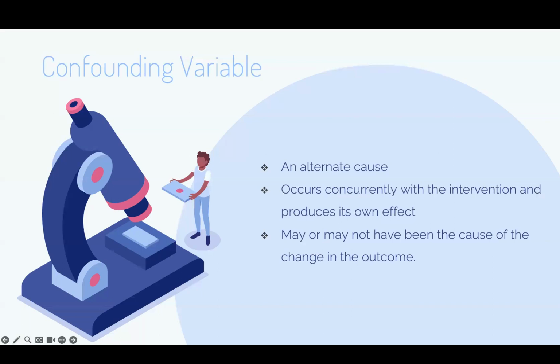The art and science of research demand that we identify these confounding variables and account for them through our experimental design. This may involve stratification, matching, or statistical control, which help us isolate the effect of the intervention from the confounding influences. So this is the end of this short video. Next video, we will talk about experimental design.